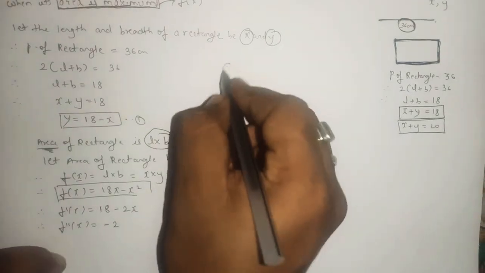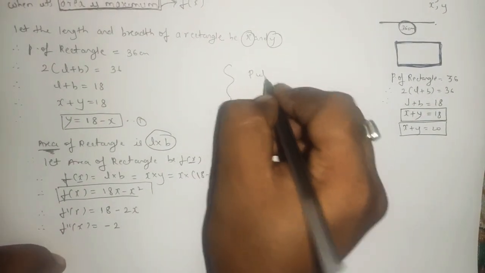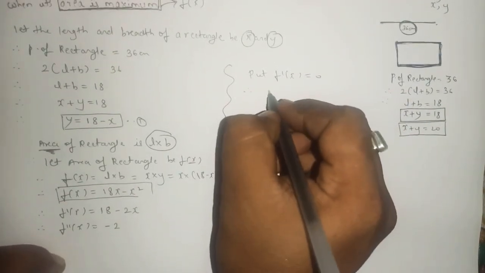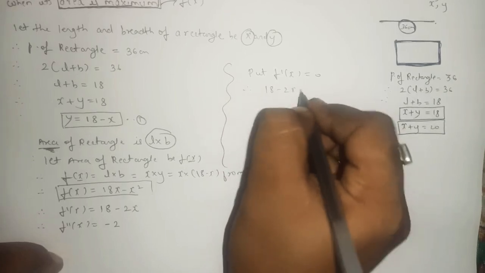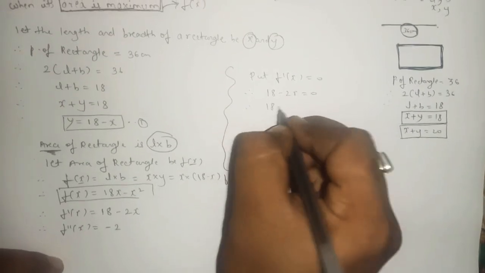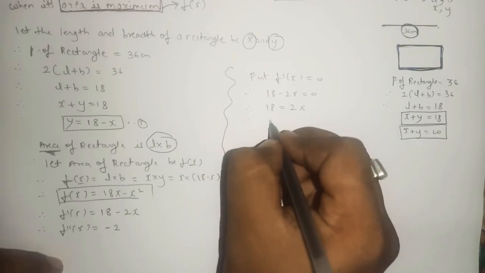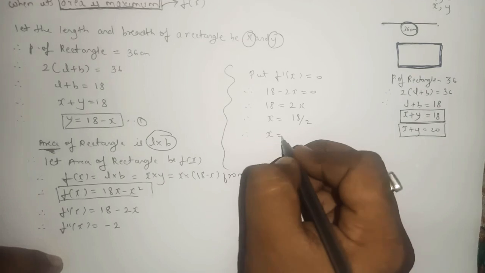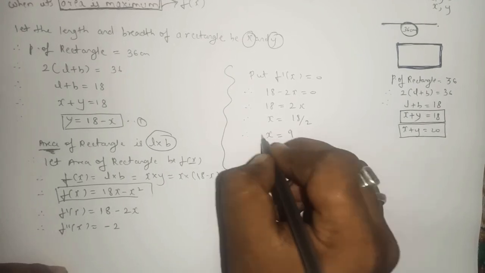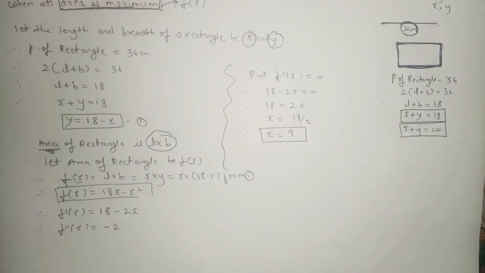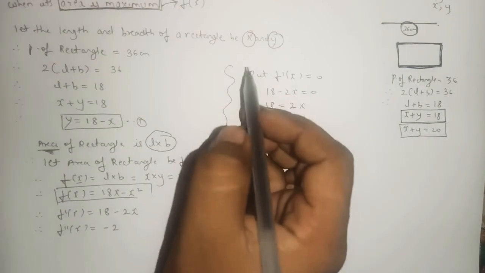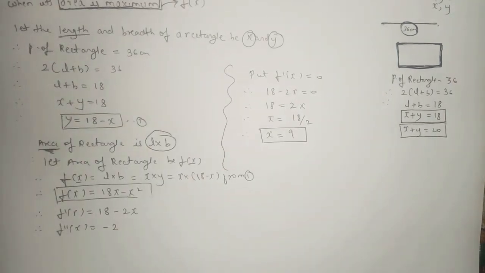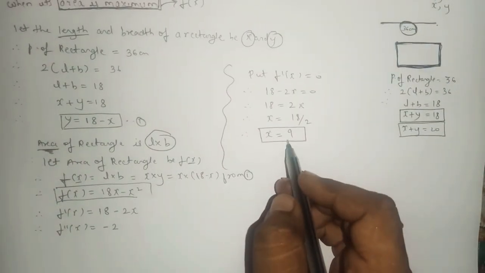Okay. So after this, we know what is the proper step? We put first derivative equals to 0. So therefore, 18 minus 2x equals to what? 0. So therefore, 18 equals to 2x. So therefore, x equals to 18 by 2. So x equals to 18 by 2 is what? 9. So here we got x equals to 9. What was x? We took x for what? Length. So I can say that here we got the value of length as 9.